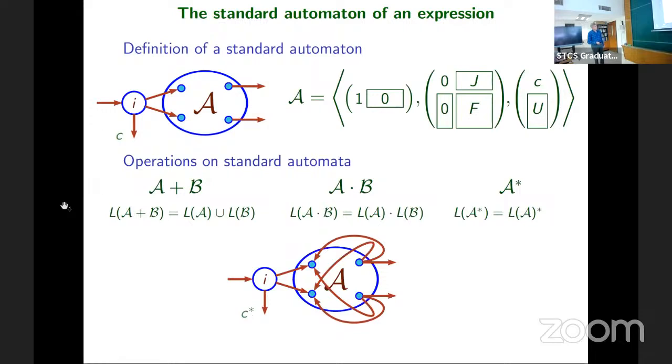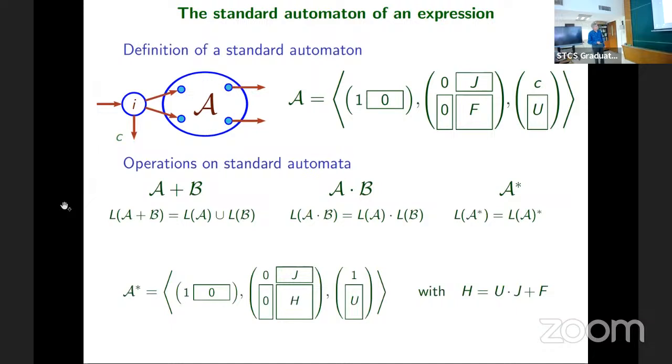And for the star, it looks like that. And okay, this is the matrix description of the star. And every time it's easy to check that the language accepted by the sum is the sum of the languages accepted. The language accepted by the product of the two automata is the product of the languages accepted. And the star of the automaton accepts the star of the language. Once again, it's an operation on the automata.